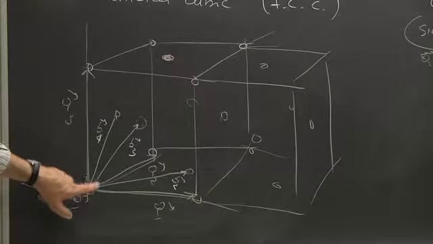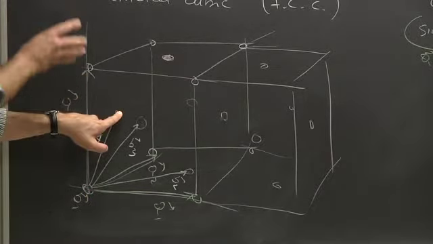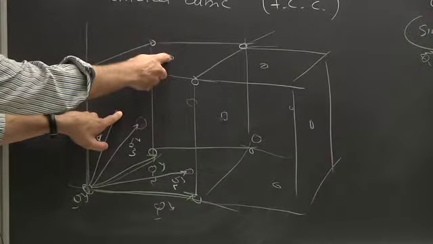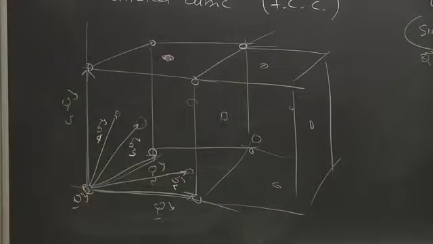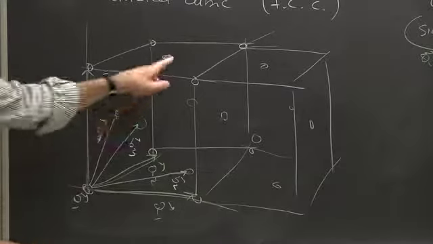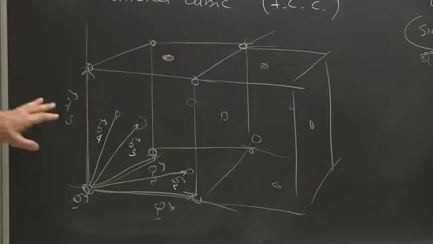Let's start with B4. Let me climb here. I'm in the middle of the face here. I need to get to this point, and that's in the middle of the face there. So what do I need from B4 to get to here? B3, right? So this point is B4 plus B3. Okay? Don't ask me to do the other ones.